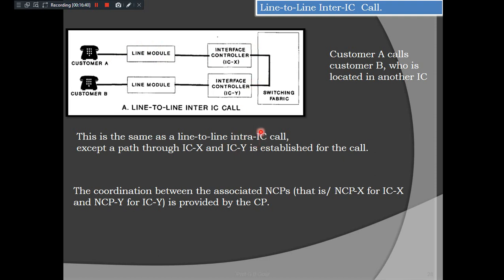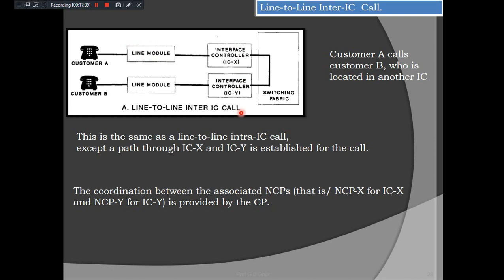After verifying customer A, the digit receiver circuit will be attached by the ICX to the line module concerned to customer A to receive the digits. Once all the digits are received, they will be collected and transmitted by the ICX through the NCP to the CP to analyze the received digits.